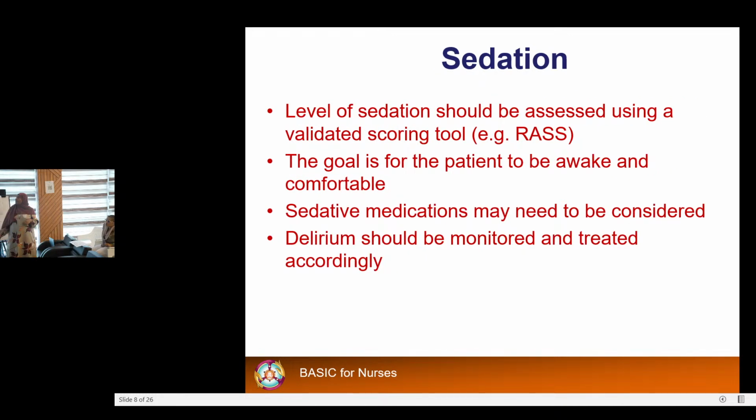Sedation. Is it important to sedate our patients? Why? Why do we have to sedate our patients in ICU?